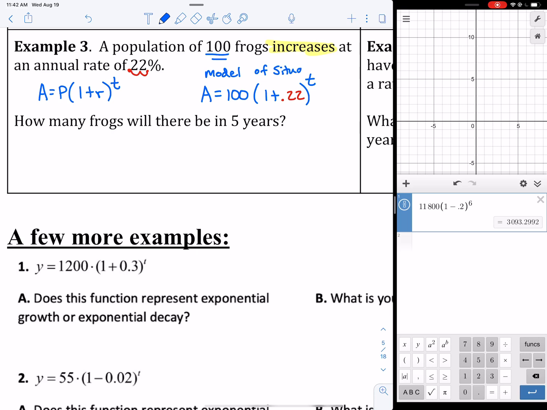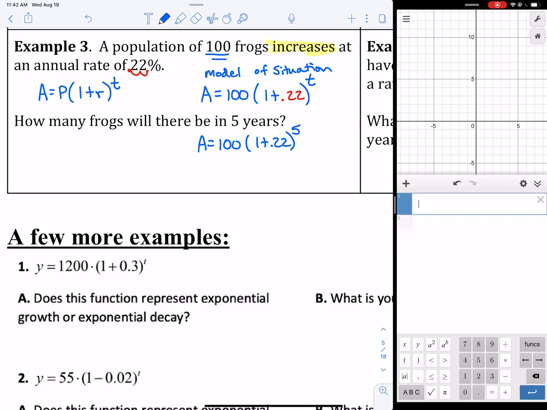And it's important to know the difference between a model of a situation and then how to get your answer, which are very related, but not quite the same thing. So let's fill in the 5 years and answer our question now. So let's type in 100 frogs, 1 plus 0.22, close your parentheses, and then to the 5th power.